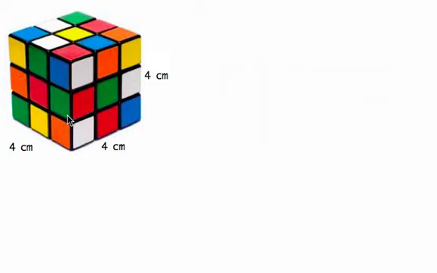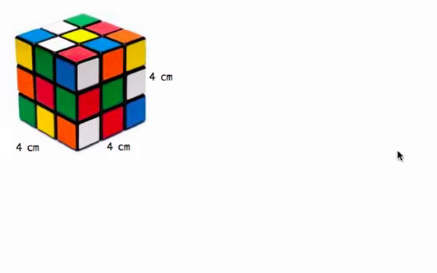Surface area. If we're finding the surface area of something, we're finding the sum of all the areas of the faces of that three-dimensional object. So the first place that I would start with any three-dimensional object, if you're not sure, is to make a net of that. In other words, pull that object apart so it looks like a 2D figure.